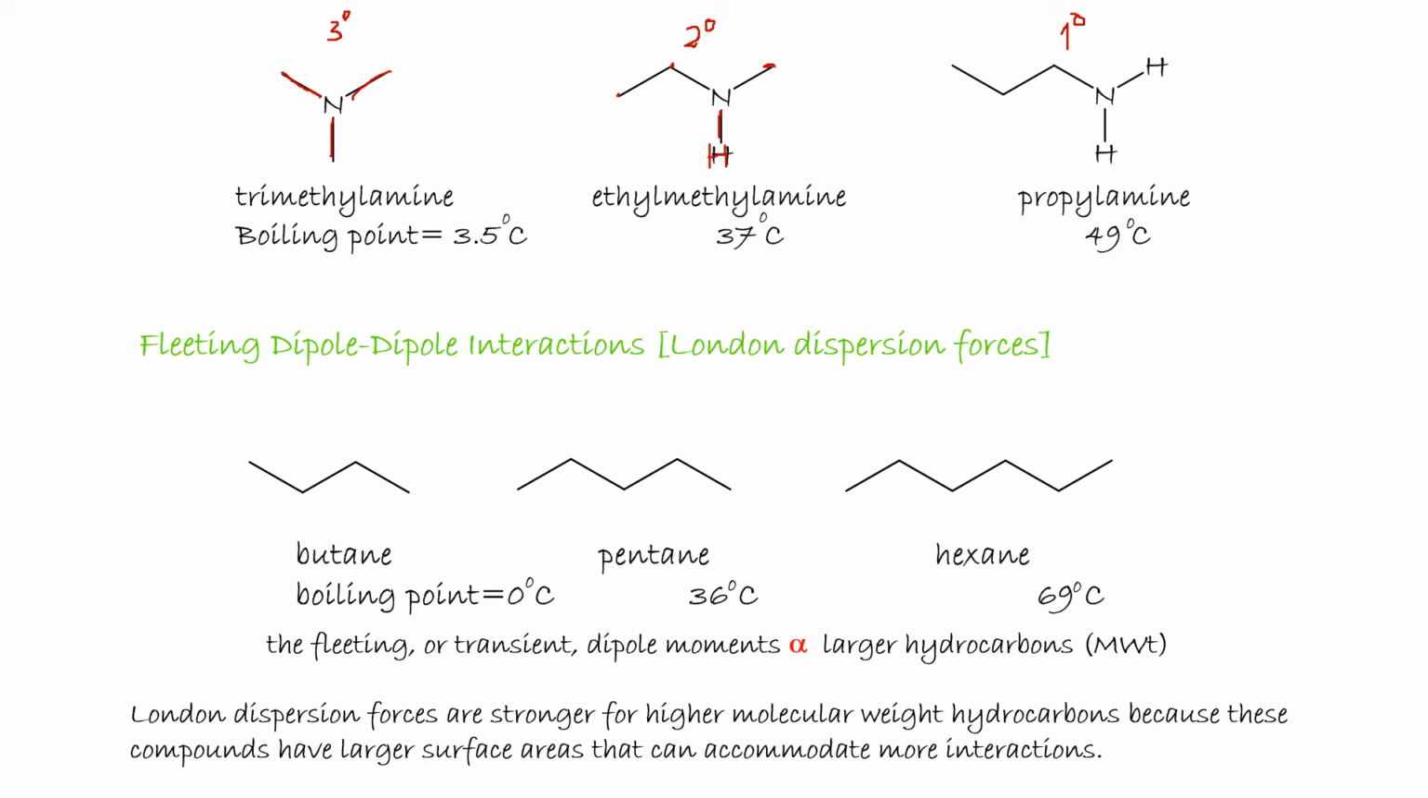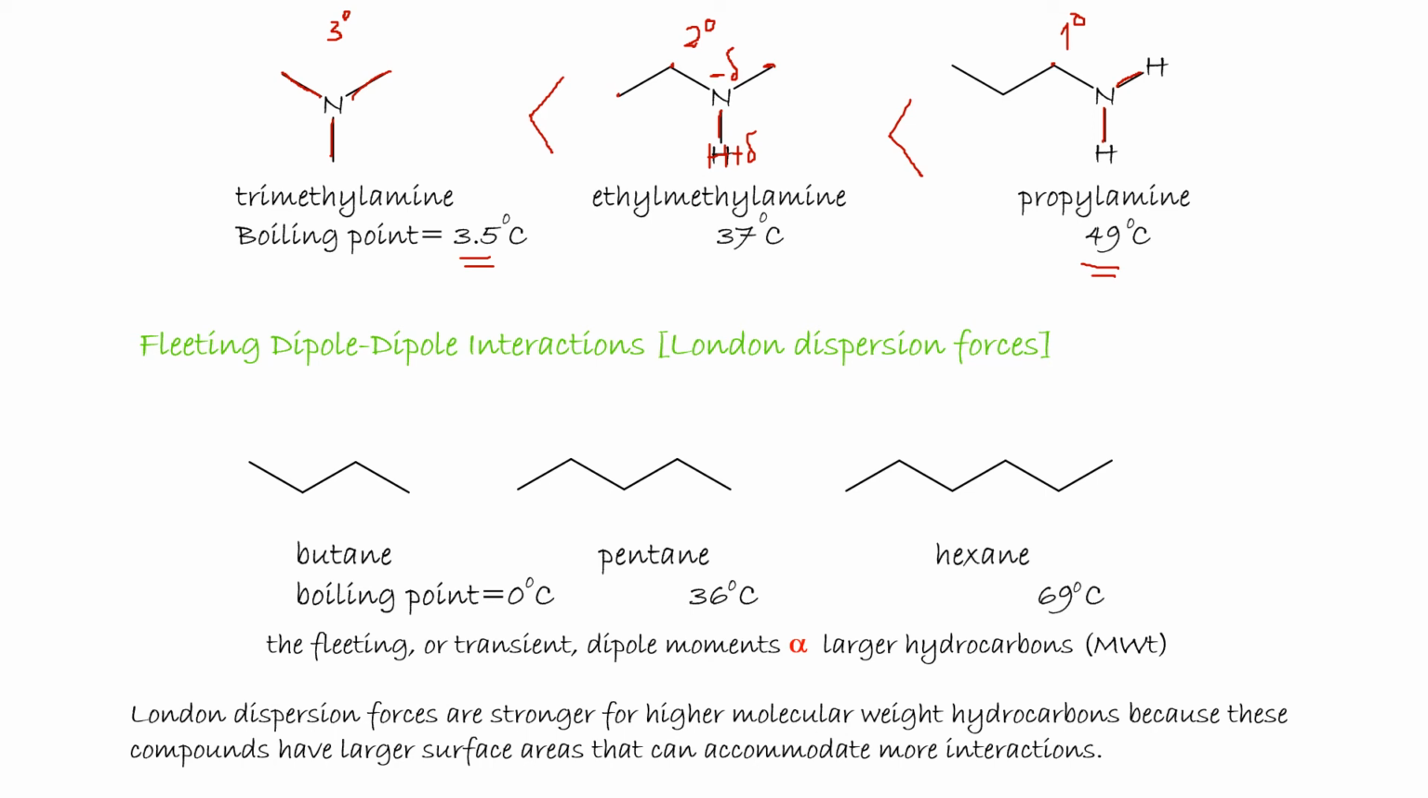So there is a partially positive hydrogen and a partially negative nitrogen, and you are expecting this molecule to possess hydrogen bonding. In the isomeric primary amine, propylamine, you have 2 NH, so you have a higher probability of forming hydrogen bonding. That's why you find here a boiling point of 49, higher than the secondary amine 37, higher than the tertiary amine 3.5.